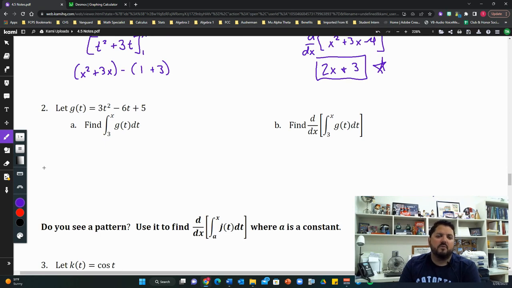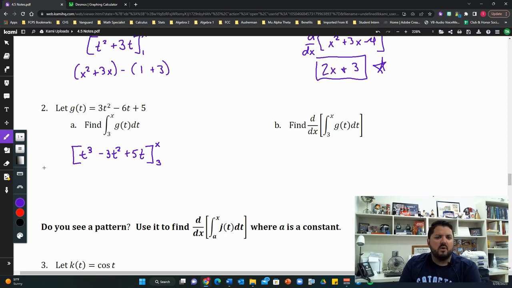First, I'm going to integrate from 3 to x, g of t dt, okay? So I use the function name that time instead of the actual expression, but it really doesn't matter. So when I integrate this function, that becomes t cubed minus 3t squared plus 5t. And then, again, I'm going from 3 to x.